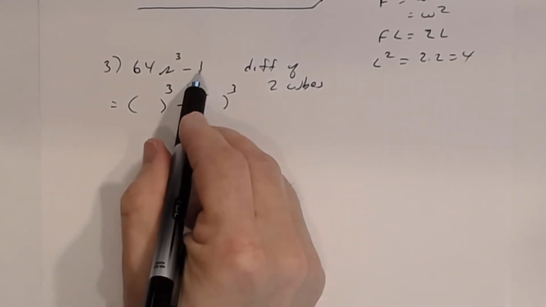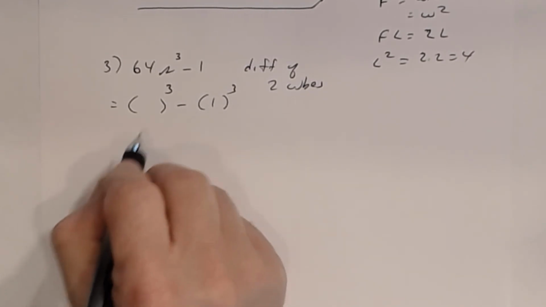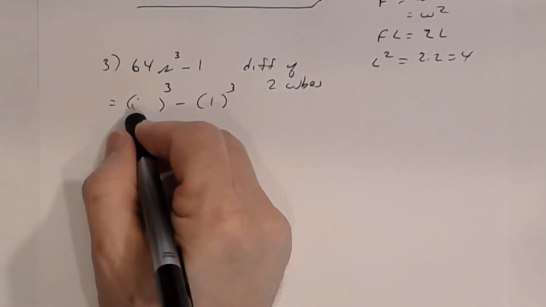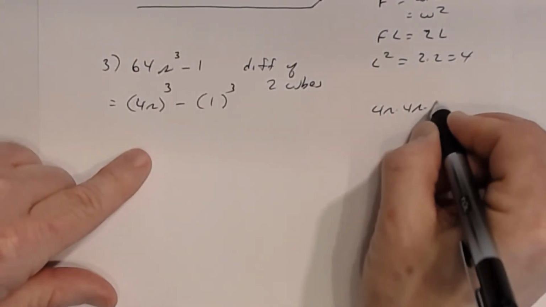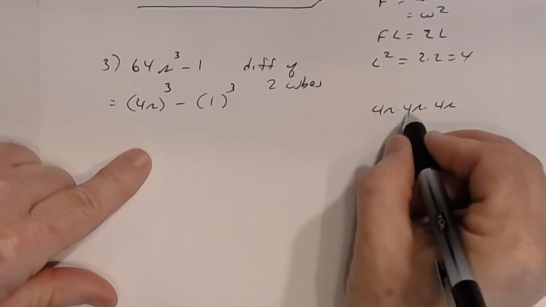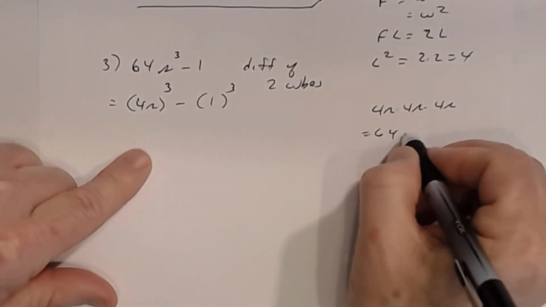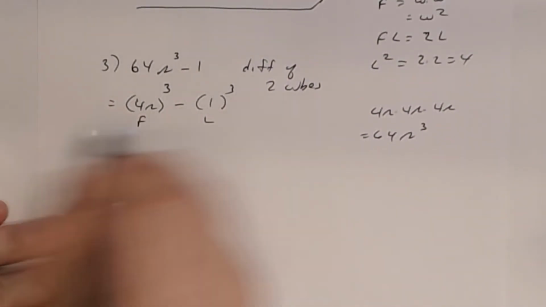Well, the cube root of 1 is 1. So 1 times 1 times 1 is 1. For 64s cubed, that's going to be 4s, because look, 4s times 4s times 4s, 4 times 4 is 16, 16 times 4 is 64, and then s times s times s is s cubed. So 4s goes here. So there's your F, there's your L.